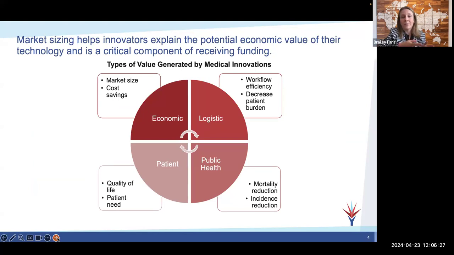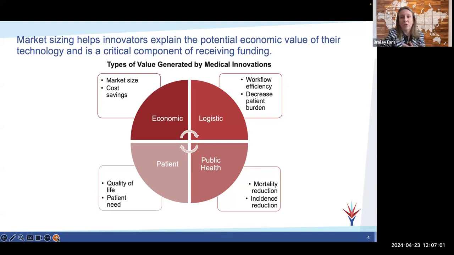So before we dive into these two methodologies, let's start with the question of why market sizing is important. As you can see by this lovely graphic, medical innovations provide a lot of value to many different stakeholders. There's logistic value offered to clinicians, there's economic value offered to healthcare systems, payers, and investors, public health value offered very broadly, as well as the patient value, which is what we usually spend a lot of time thinking and talking about, especially on the earlier side of development.